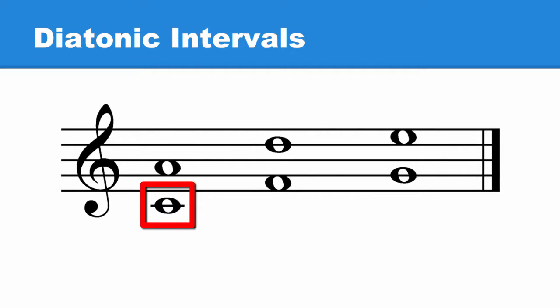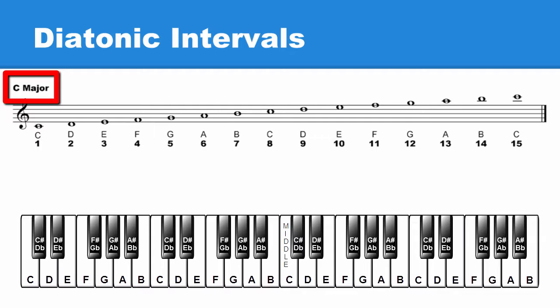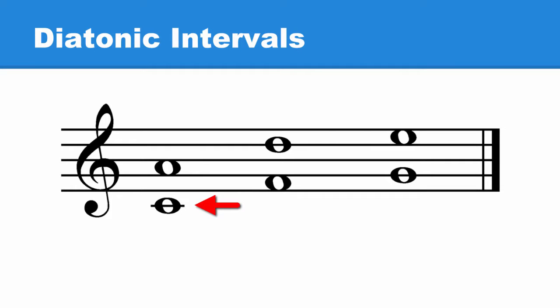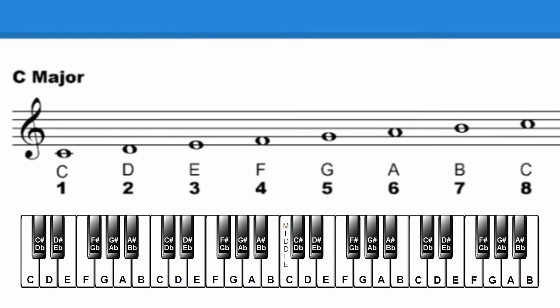This interval has a C as the lowest note. Since C is the lowest note in the interval, we'll use the C major scale. This interval has a C on the bottom and A on top. Looking at the C major scale, we see the note A is a note that appears in the C major scale, so we know it's a diatonic interval.